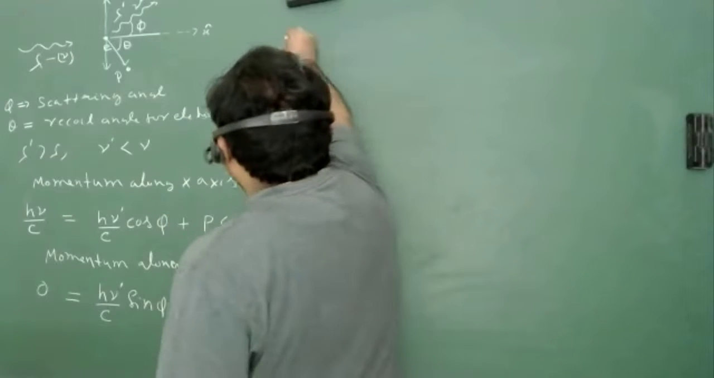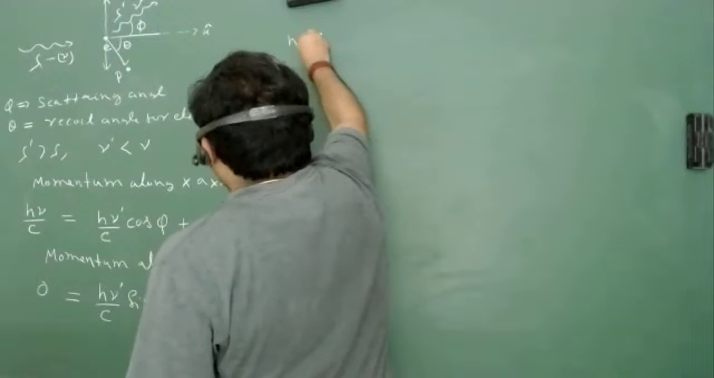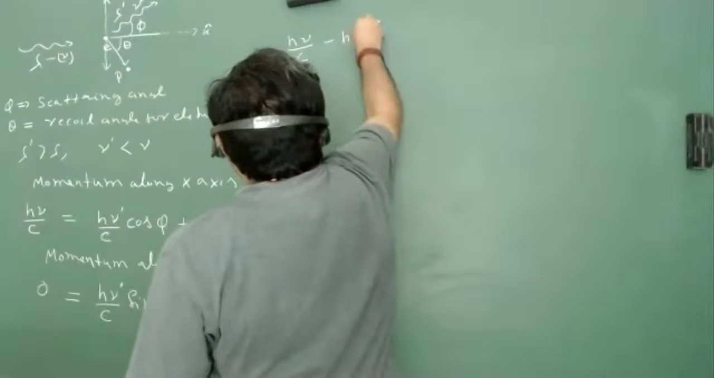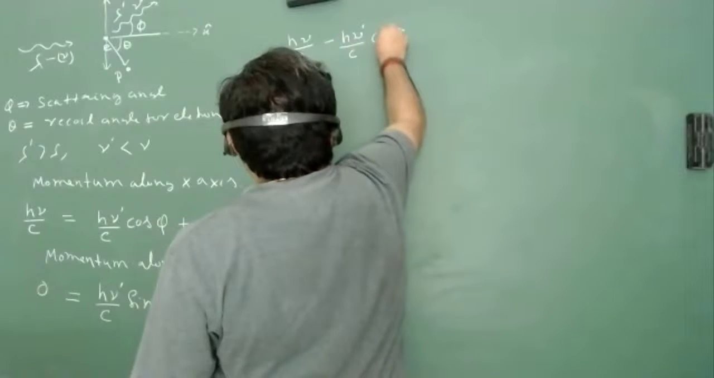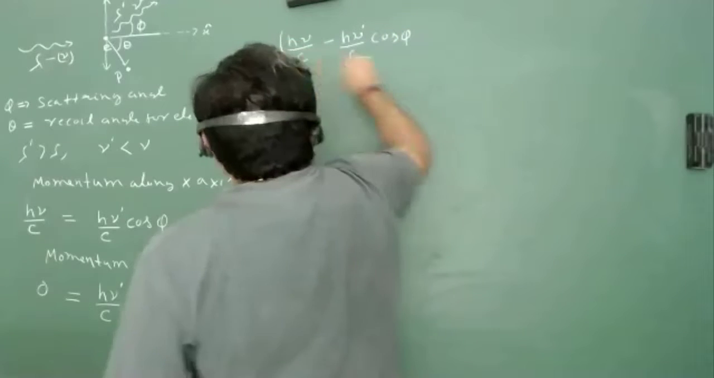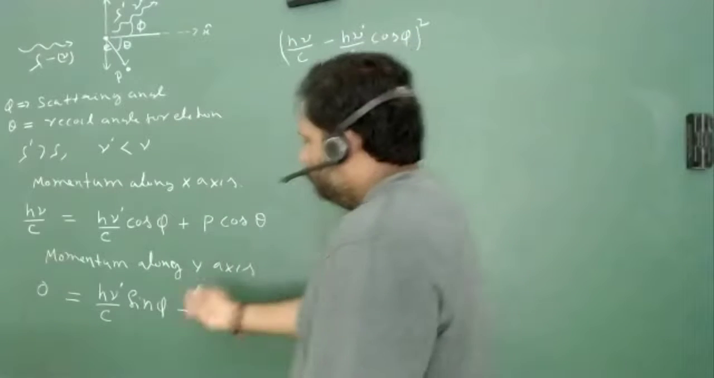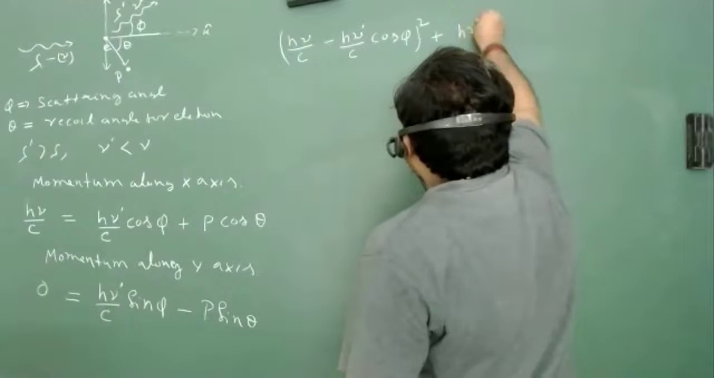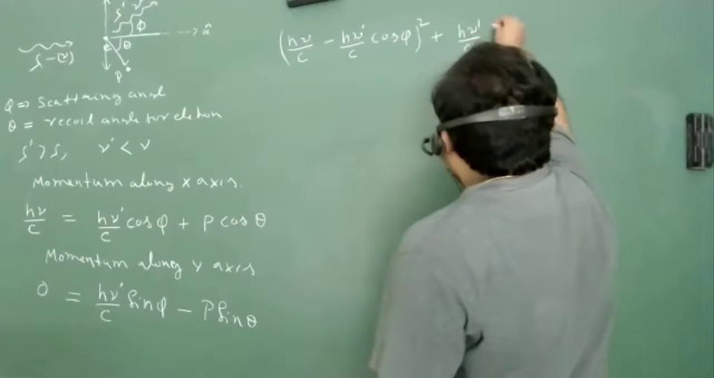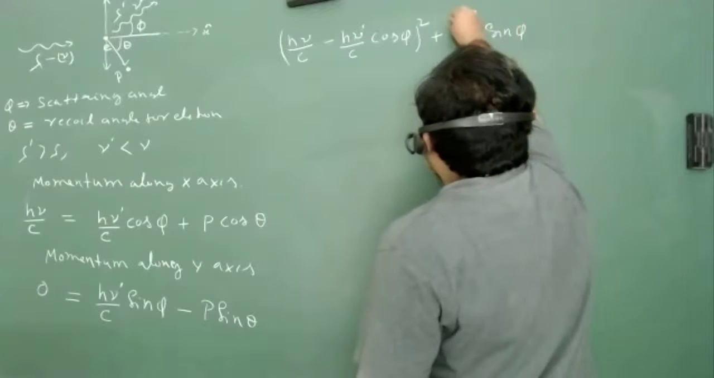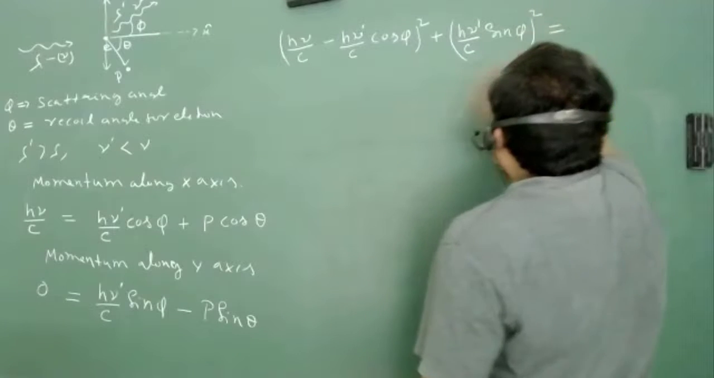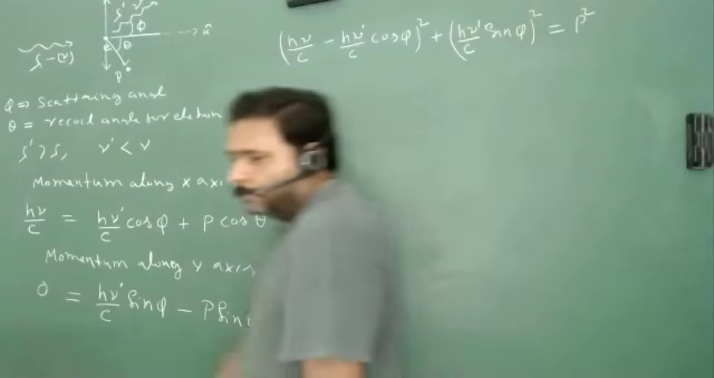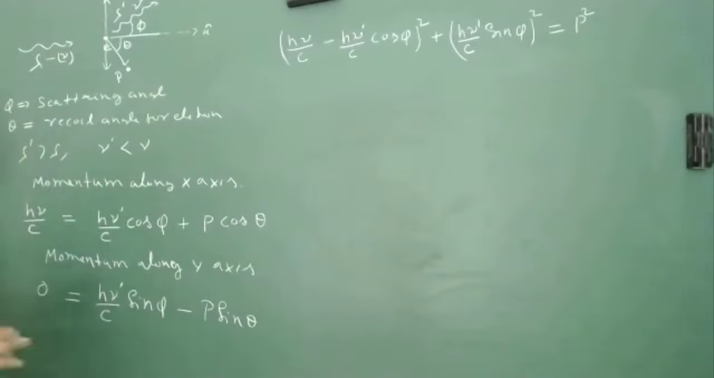So how can we write all this? We can write h nu upon c minus h nu dash upon c cos phi, plus h nu dash upon c sin phi, whole square, must be equal to p square. I am just doing calculation. Are you agreed with this?